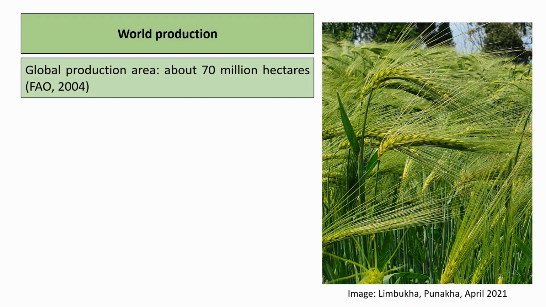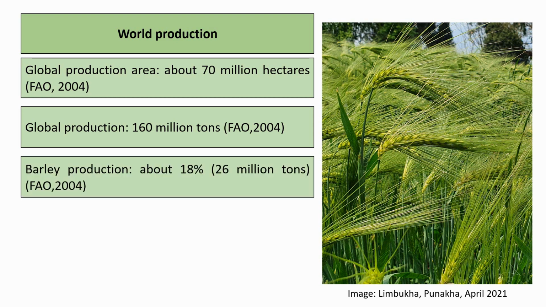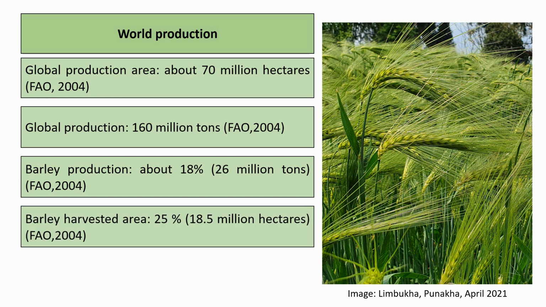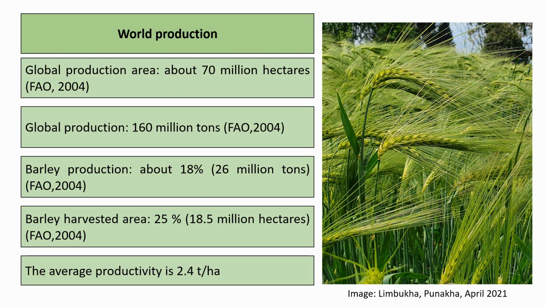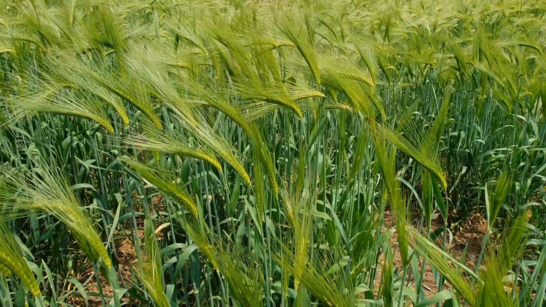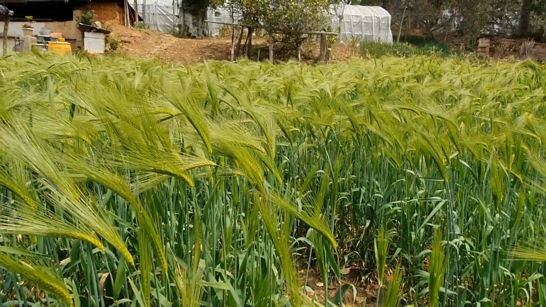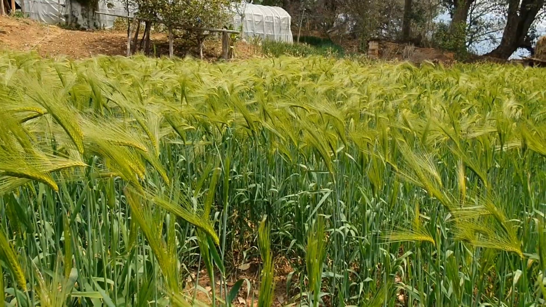World production. In 2004, it was reported that about 70 million hectares of global area are under barley production. Globally, 160 million tons of barley production has been reported in 2004. The developing countries account for about 18% or 26 million tons of total barley production and 25% or 18.5 million hectares of the total harvested area in the world. The average productivity is around 2.4 tons per hectare. Some of the major producers are European Union, Russia, Ukraine, Canada, Australia and USA, forming about 75% of the world production. It is cultivated in almost all parts of the world except in the tropical regions.